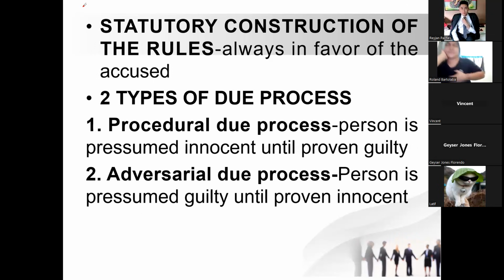Again, we have the two types of due process. Number one, we have the procedural. Ibig sabihin, the person is presumed innocent until proven guilty by the court of law. While ang adversarial naman, the person is presumed guilty before he can prove himself innocent. Okay? Yan yung two types of due process natin. So, screenshot nyo, class. Okay, sige, tapos na? Okay, so let's proceed now sa next natin discussion.